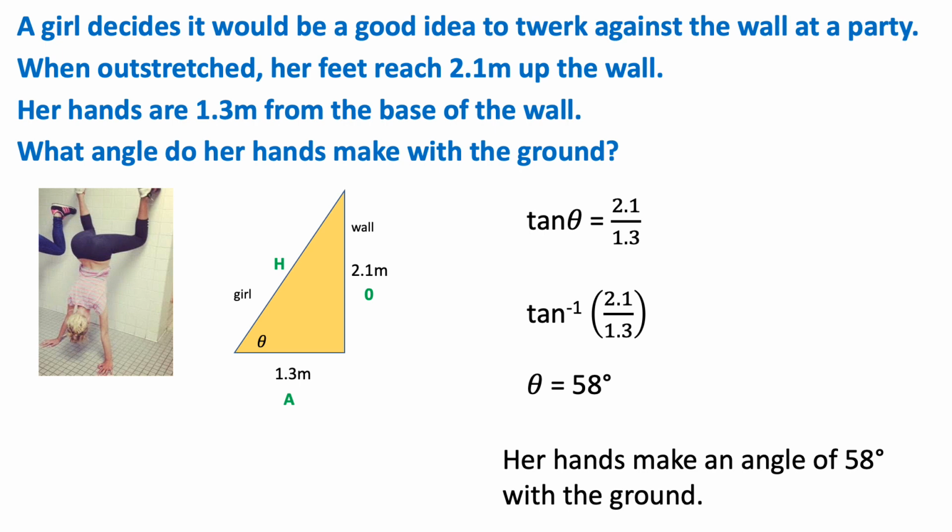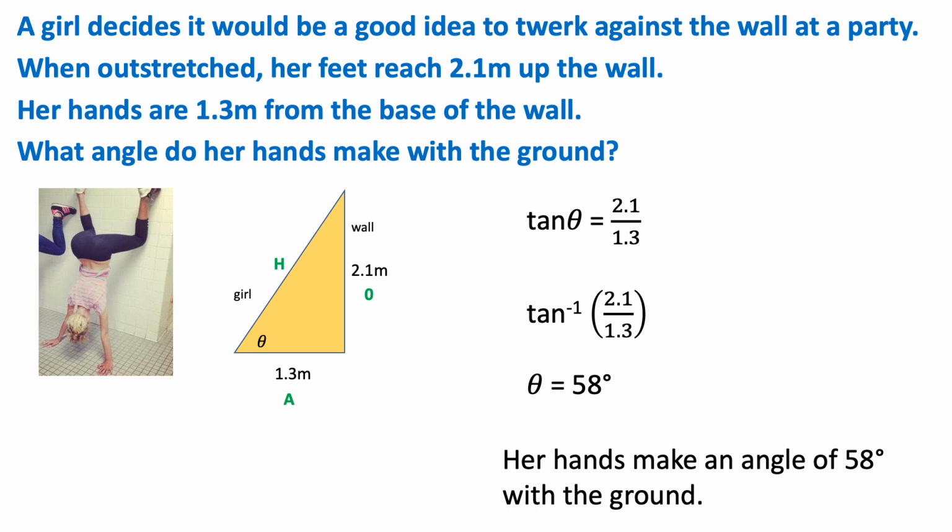Now, let's see if we've got our numbers in the right spot. Her feet reach 2.1 meters up the wall. Pause it if you haven't done it yet. If you have, your 2.1 should be there. That's how far her feet reach up the wall. And then it said her hands are 1.3 meters away from the bottom or the base of the wall. So her hands are on the floor, which means the 1.3 must be there. That's between her hands and the wall.